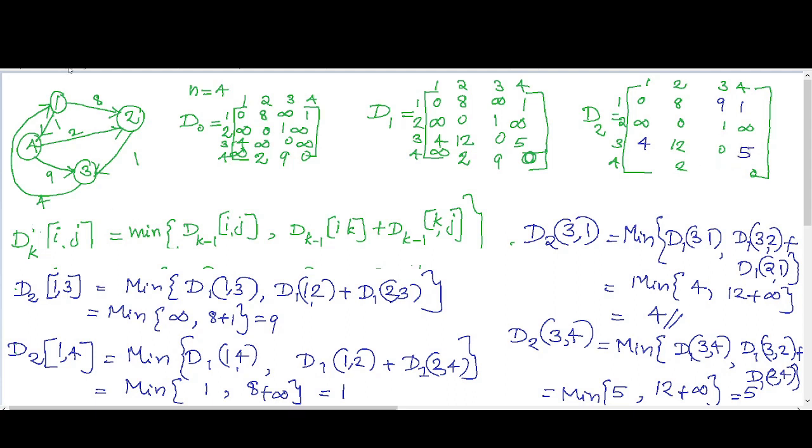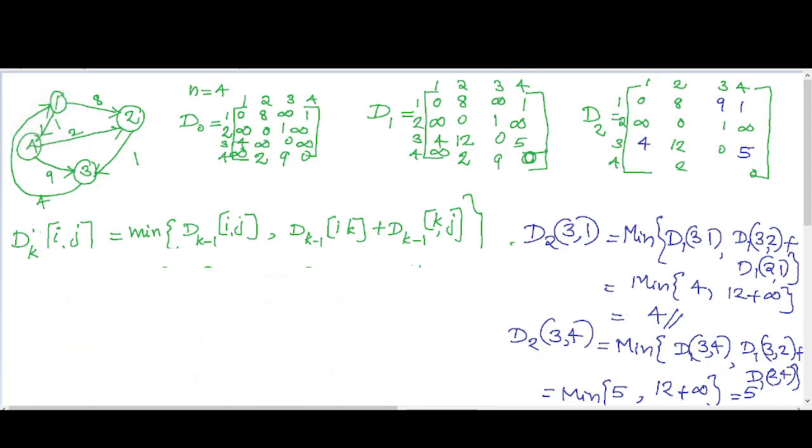Okay. Similarly, we can calculate the other two entries also. That means here we have to calculate, what is the next element? D2 of 4, 1. So D2 of 4, 1 is the same as minimum of D1 of 4, 1 and D1 of 4, 2 plus D1 of 2, 1.